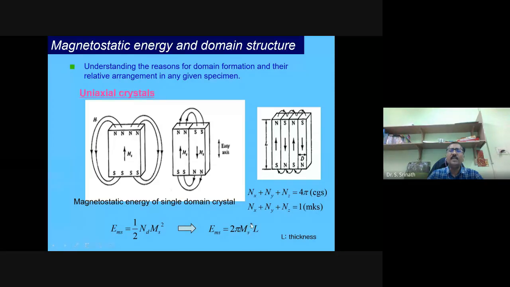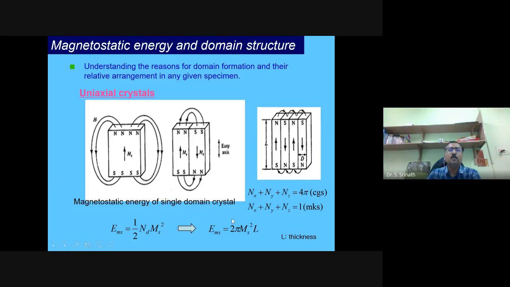So if there is a way that I can break into domains, let us say for a minute that I have two domains, then naturally Ms square is reduced, because within each domain the net magnetization is smaller in comparison to the net total magnetization in the single domain. Thereby the magnetostatic energy is decreasing, or the self energy is decreasing, or the demagnetizing energy is decreasing.